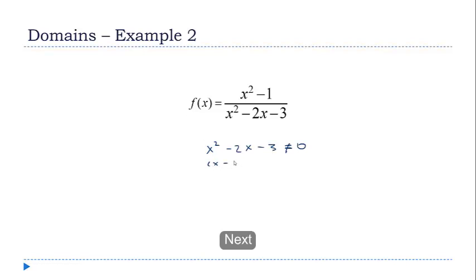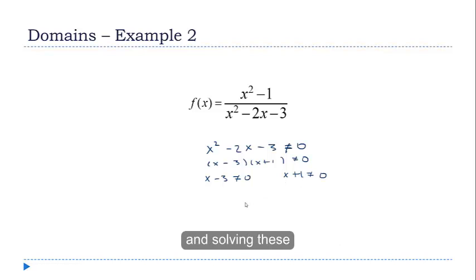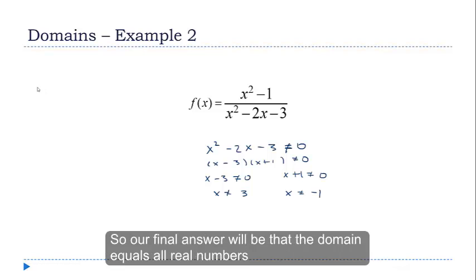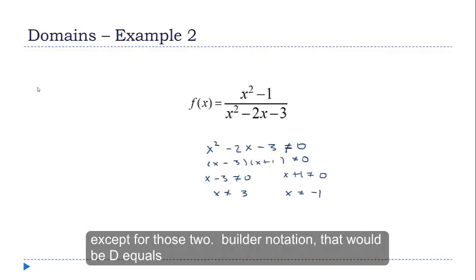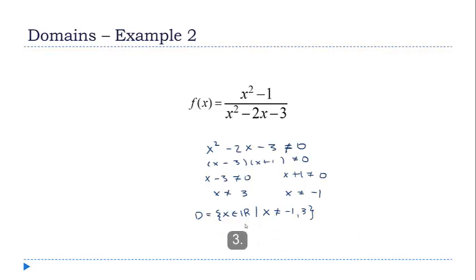So next, I'll set the two factors not equal to 0. And solving these equations gives us the two values that we need to exclude. x can't equal -1, and it can't equal 3. So our final answer will be that the domain equals all real numbers, except for those two. Using the set builder notation, that would be D equals the set of all real numbers such that x is not equal to -1 and 3.